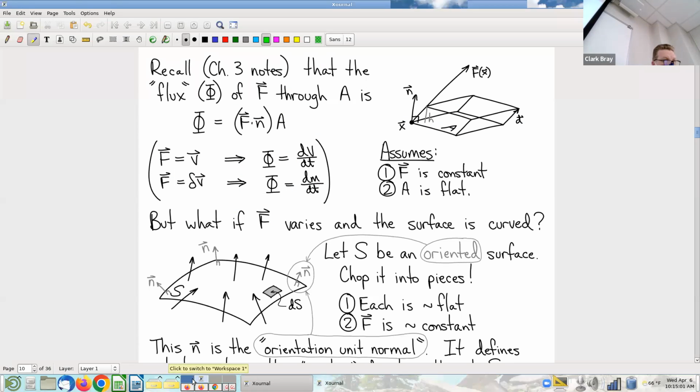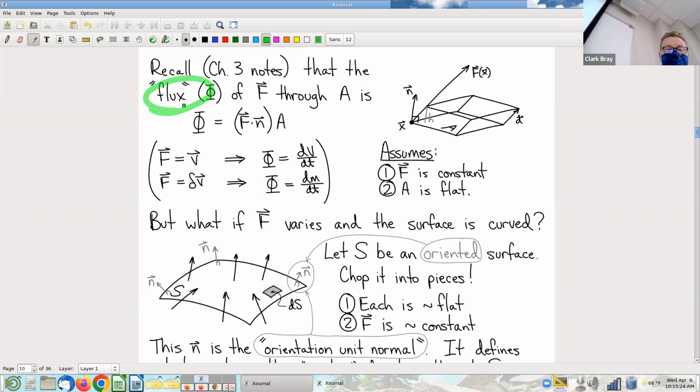Okay, time to get started. I've been checking people's names off, by the way, as we go along, so I think I've got everybody who's here. Let me remind you of where we were last time. We were talking about flux, which is an old topic from chapter 3, of course. But we're talking about how to deal with flux when you have a curved surface and a non-constant vector field.